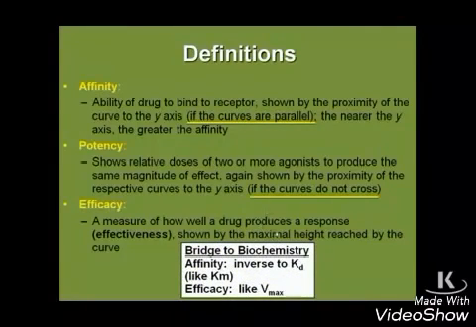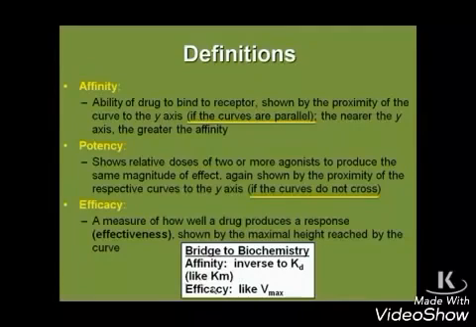There's a bridge to biochemistry in your notes there that relates a couple of these terms to some biochemical terms that you've used before. First of all, when you think about affinity, affinity is inversely proportional to the KD. The KD is the drug concentration required to give you half maximal binding to the receptors. And it's analogous to Km in enzyme kinetics.